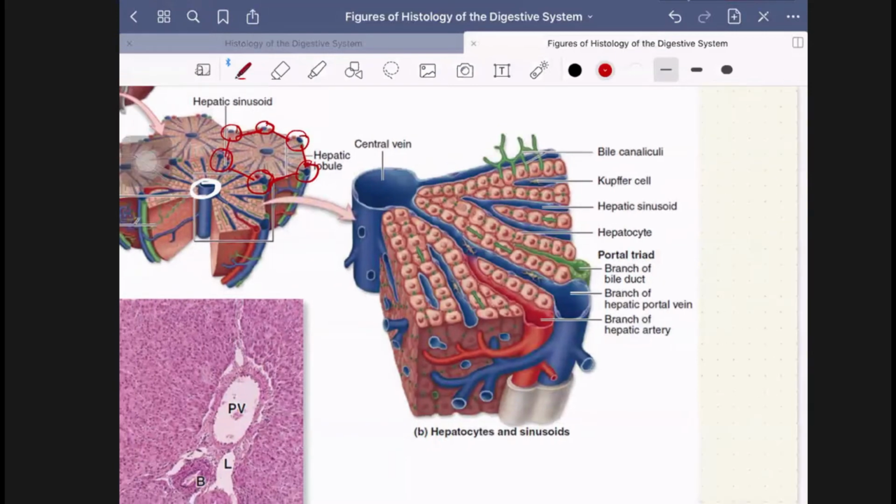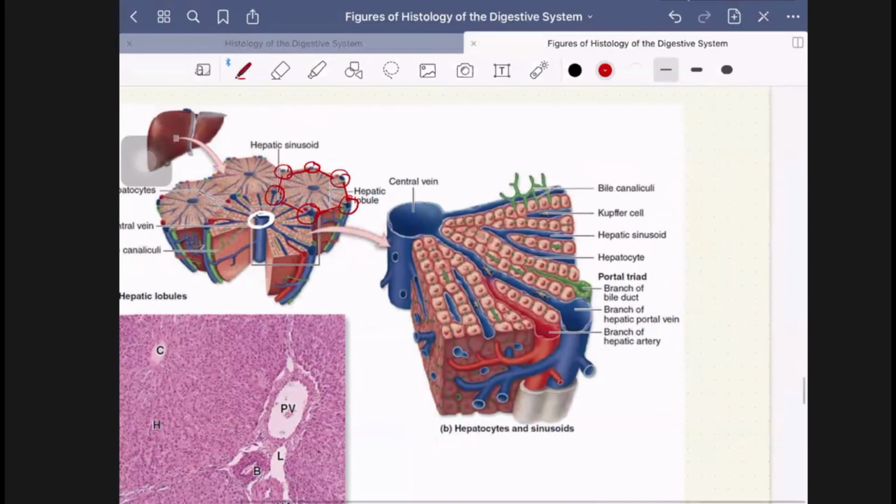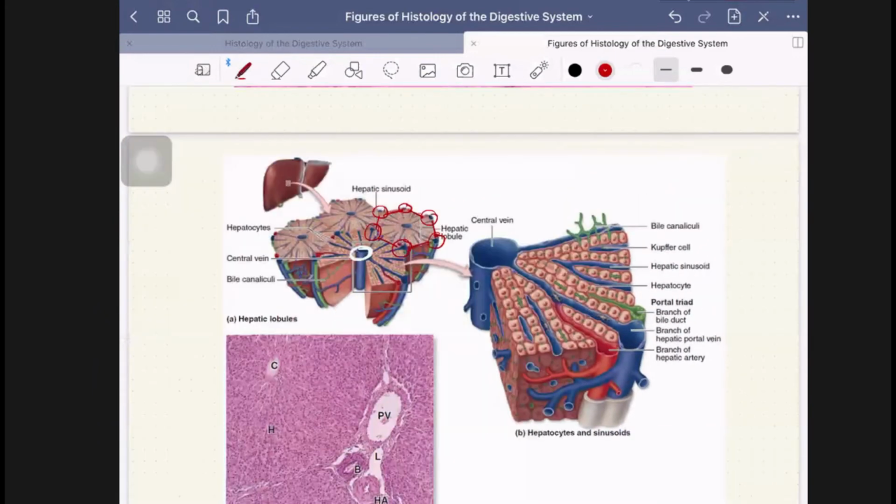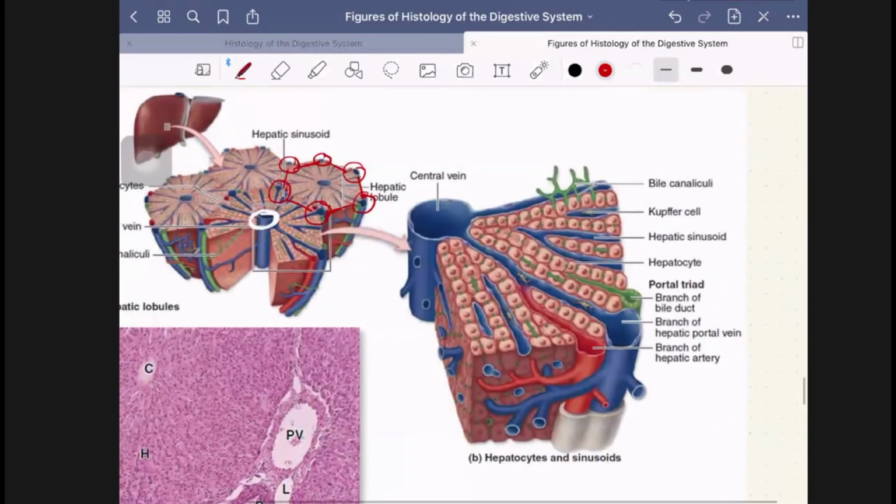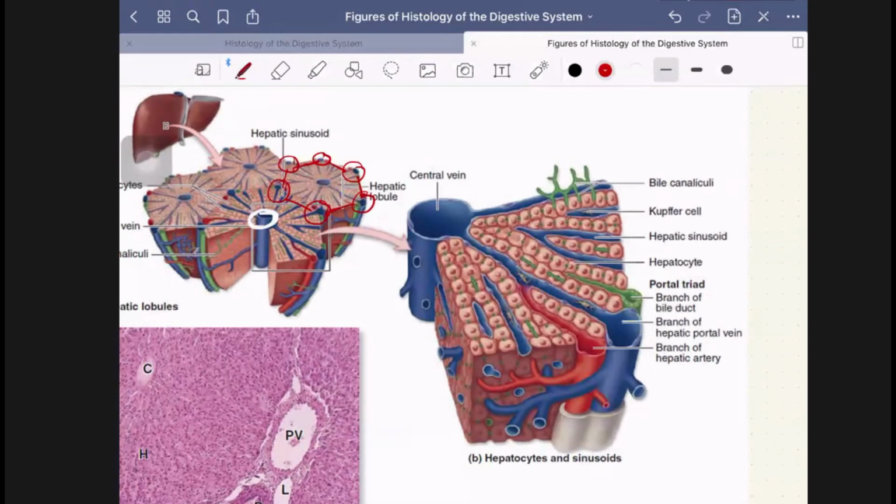Now tell me, what is the function of these hepatic lobules? The endocrine function of the liver? Only endocrine function? Both endocrine and exocrine? The nutrient supply? Okay, let me tell you, we will come to that a little later. First we discuss this.